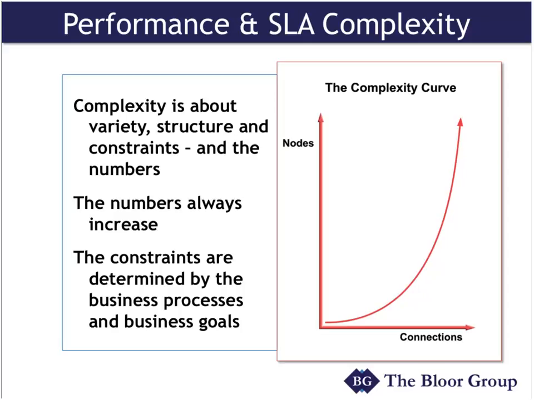Basically, if you put nodes on one axis and connections on the other axis, you end up with a complexity curve. It almost doesn't matter what the nodes and connections are. That'll do as a representation of the volume growth in the telephone network. But in actual fact, when you're talking about nodes in the computer environment, you're talking about individual things that care about each other.